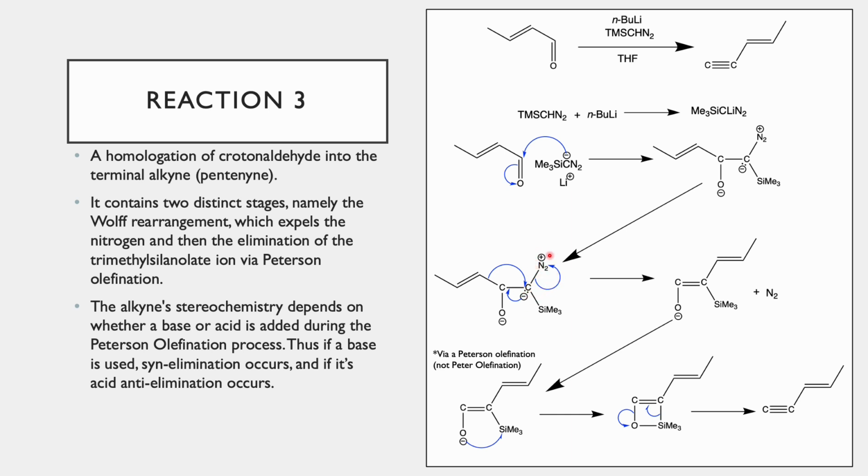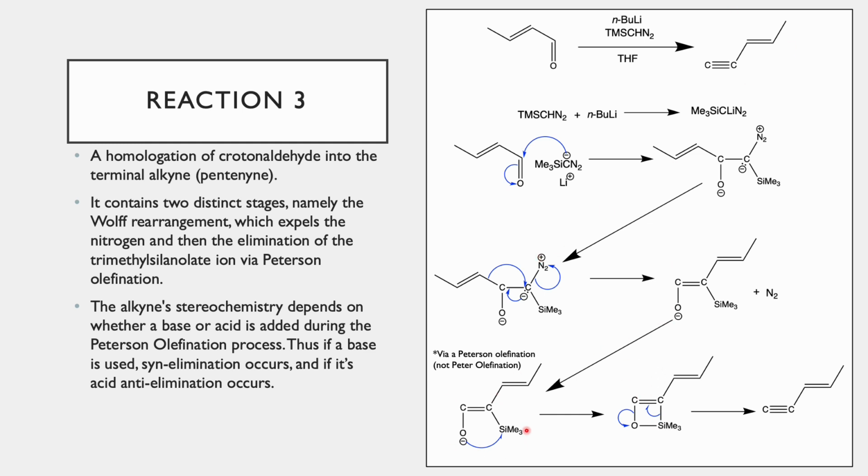Now, why does this break instead of this? Well, this is because the carbon-nitrogen bond is very weak, and it can much more easily be broken compared to this. This results in the releasing of this nitrogen as gas. And something to mention is that all of this occurs in one concerted step, so no intermediates are formed.